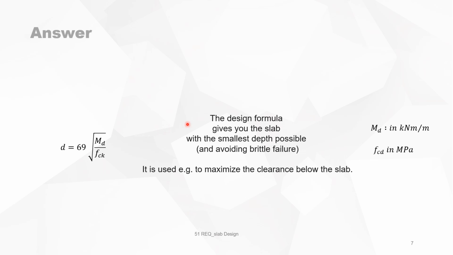So this equation is in fact the design formula. It gives you the slab with the smallest depth possible while avoiding brittle failure. So you cannot go less than this value d. That's the limit. If d is getting bigger, then the reinforcement will not yield, and you will have a risk of brittle failure. Of course, M d is in kilonewton meter per meter, and fck is in megapascal. This type of dimension formula is used, for instance, to maximize a clearance below the slab.